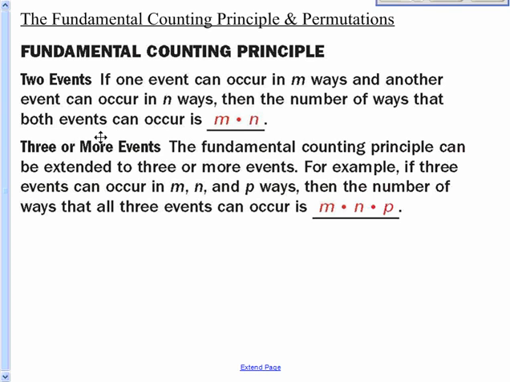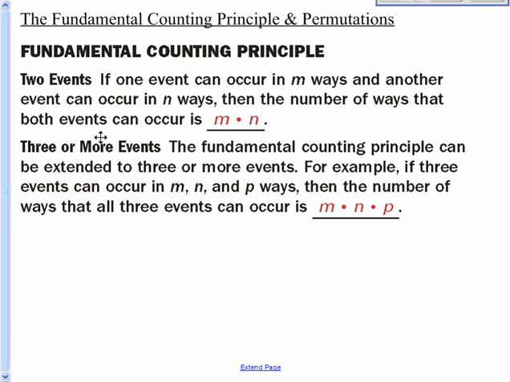Back to your favorite intermediate algebra class. We're going to take a look today at the fundamental counting principle and permutations. So our objectives are to use the fundamental counting principle and some permutations to solve problems.